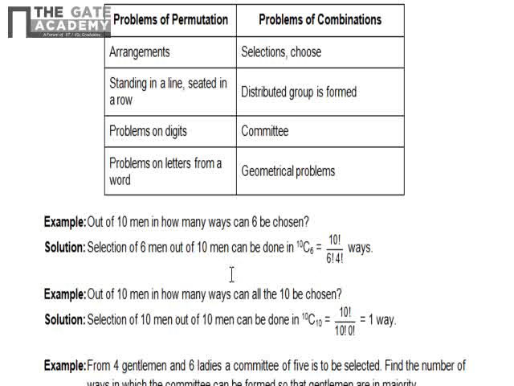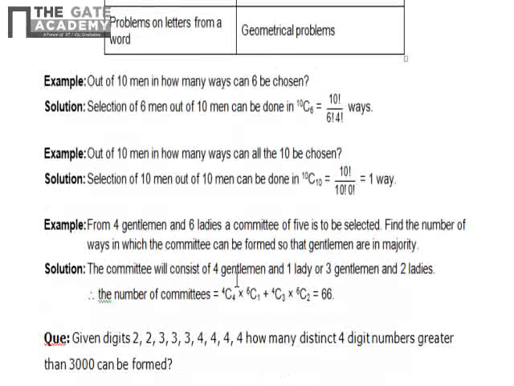Now, problems of permutation are like arrangement, standing in a line, sitting in a row, problems on digits, problems on letters from a word. Problems of combination are selection, choose, distribution, groups formed, committee, geometrical problems. Okay, so now we'll solve some examples.